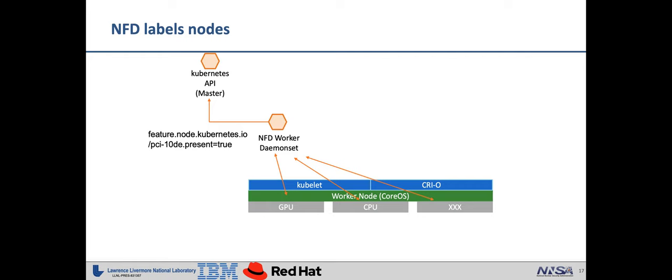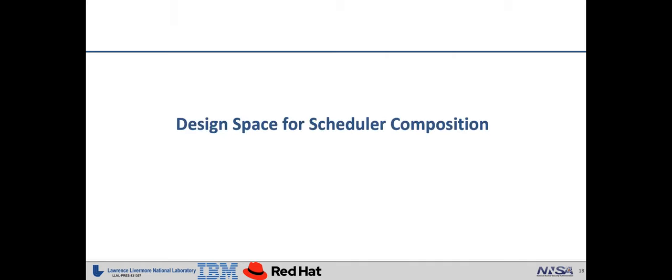So it's pretty easy to collect this information because the node feature discovery does that for you. It's also very easy to read that information back and integrate it into your application. And we are using that in KubeFlux too, to create a richer graph of the resources.